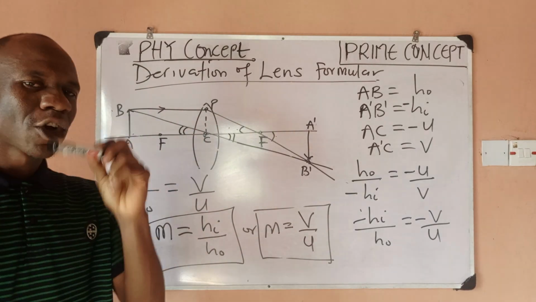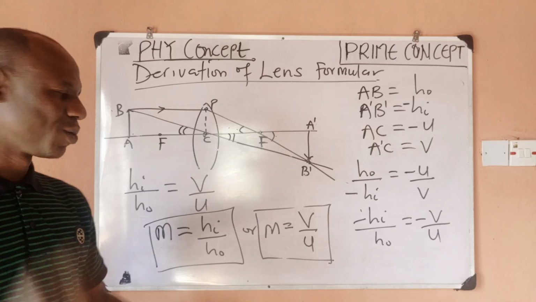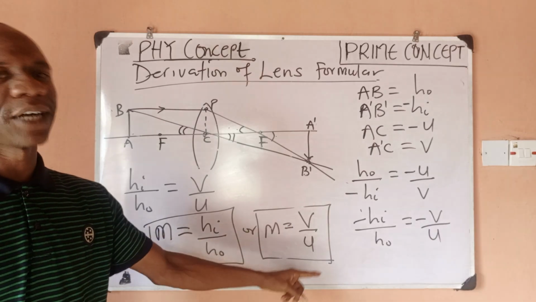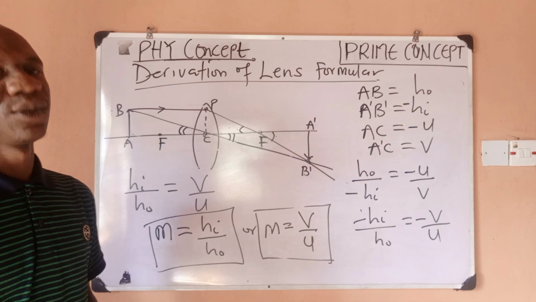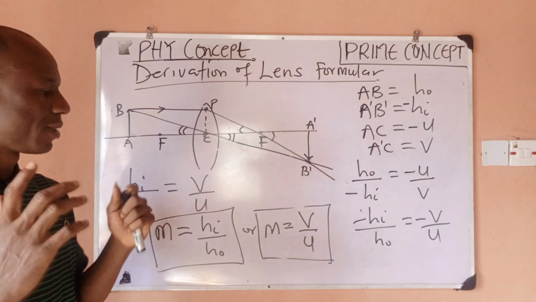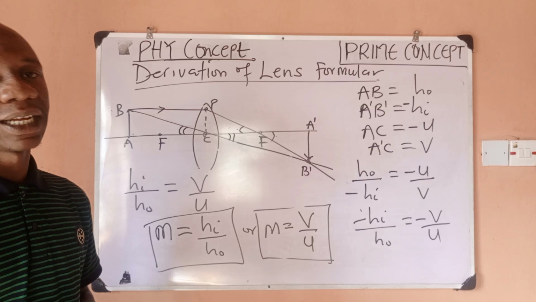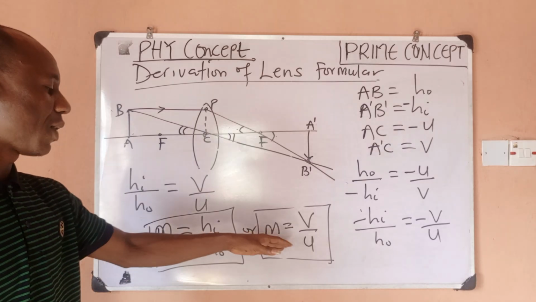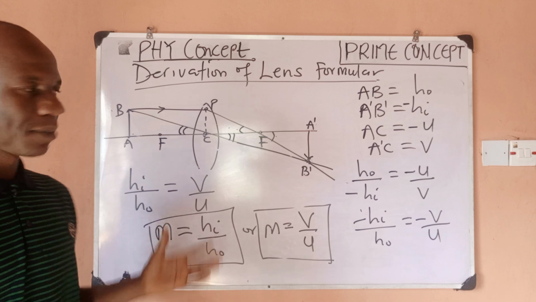If you compare this to what we did in mirror, you notice that in mirror we said M is minus v over u, but in this case we're saying that M is v by u. So I believe this is really very clear to you. We have been able to derive the formula for focal length. We've been able to derive our lens formula for magnification. So I believe this is very clear to you.